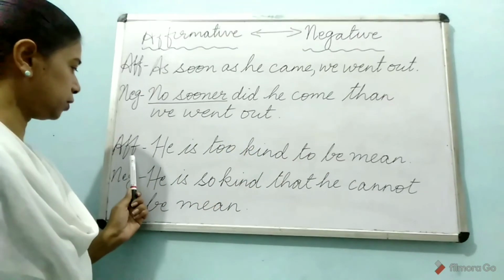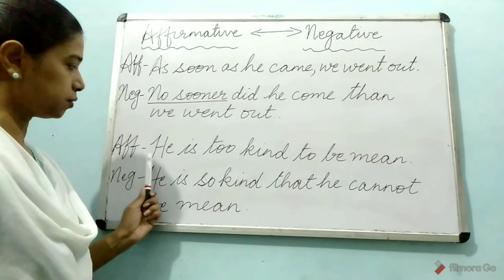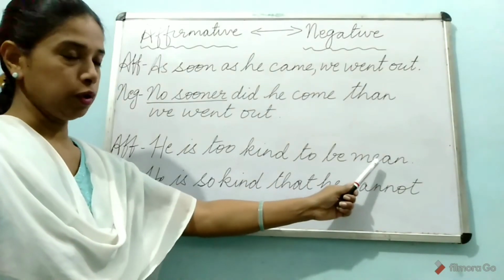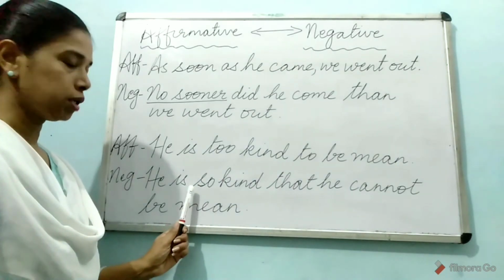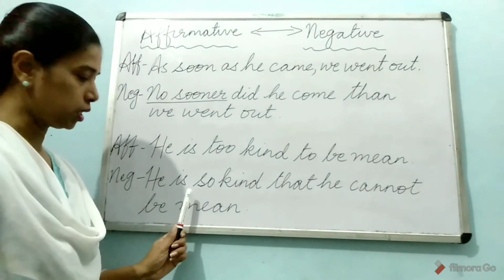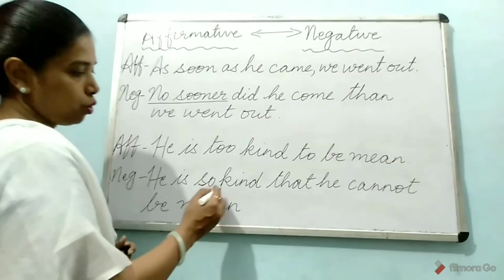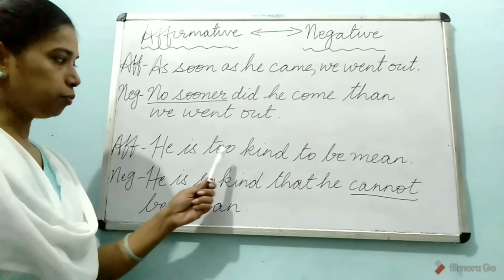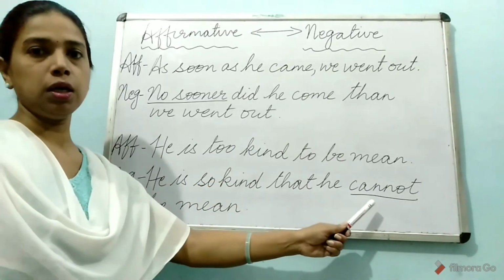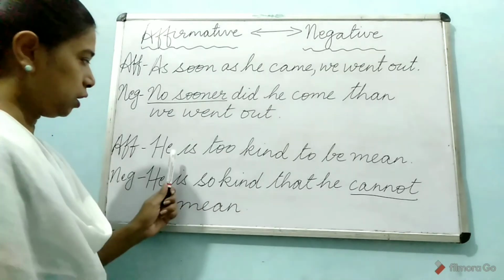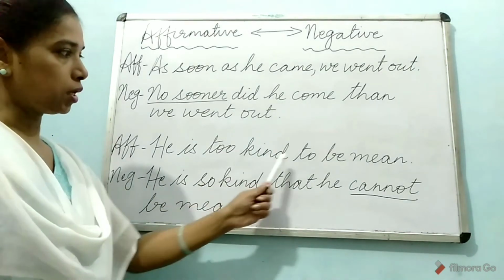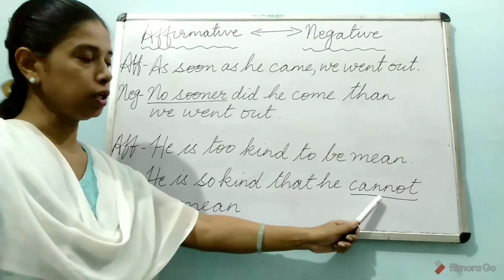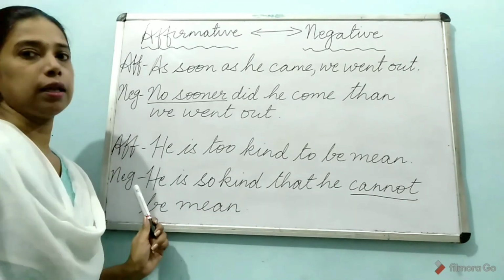In the same way, in the second example, your affirmative is, "He is too kind to be mean." When you change it into "so that," you know the rules for how to change it. It will be, "He is so kind that he cannot be mean." So your positive sentence changes into the negative. That is a rule there. So if a sentence like this comes, "He is too kind to be mean," you will change it into the "so that" sentence and put the negative. So it will become a negative sentence.